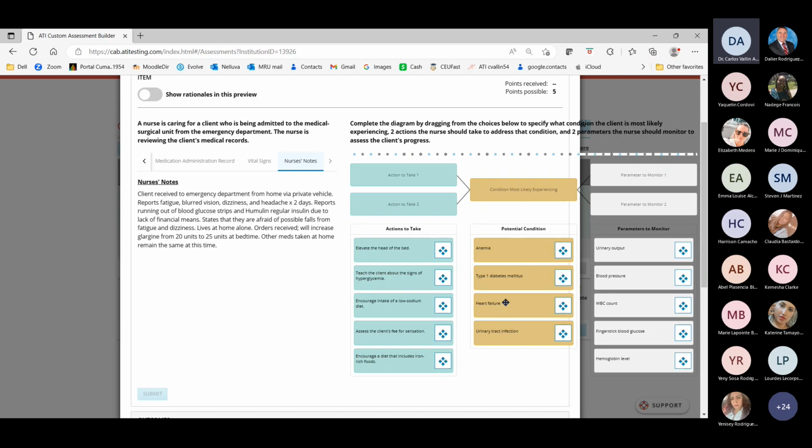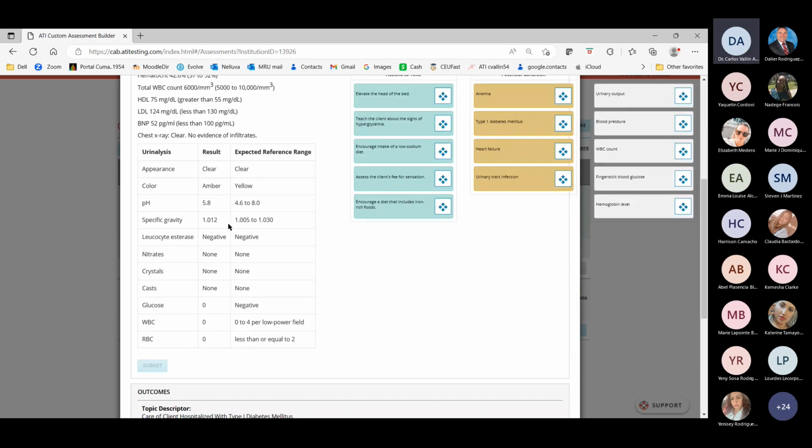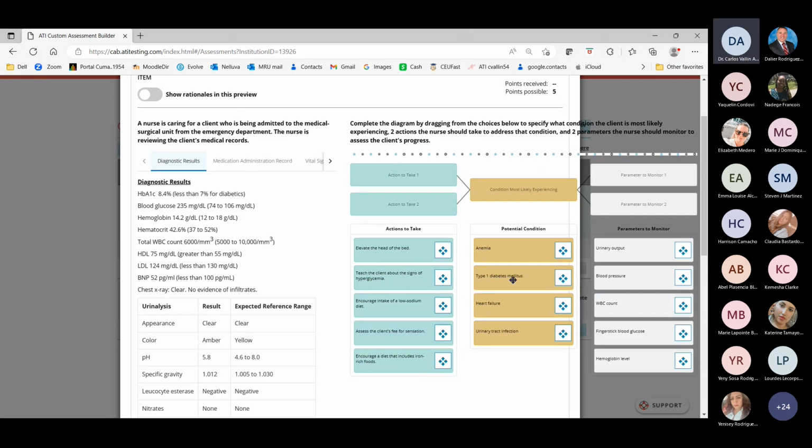Heart failure, no, the BNP is normal. She has no symptoms of heart failure. Urinary tract infection, no, the urine exam was normal. We saw a urine exam that was normal, no. Yes, it was normal. So it is easy. Type 1 diabetes mellitus. Okay, what should we do with the type 1 diabetes?